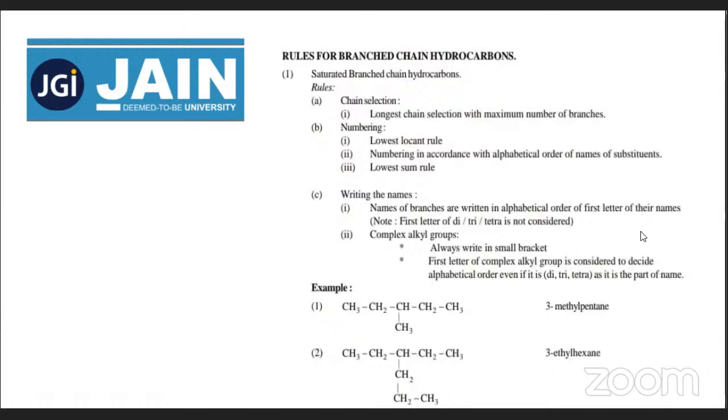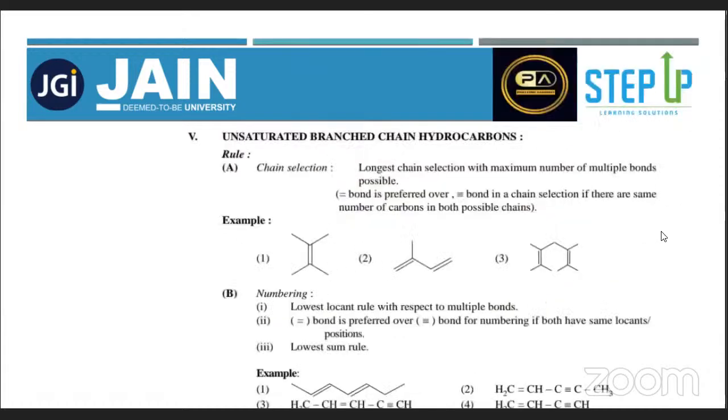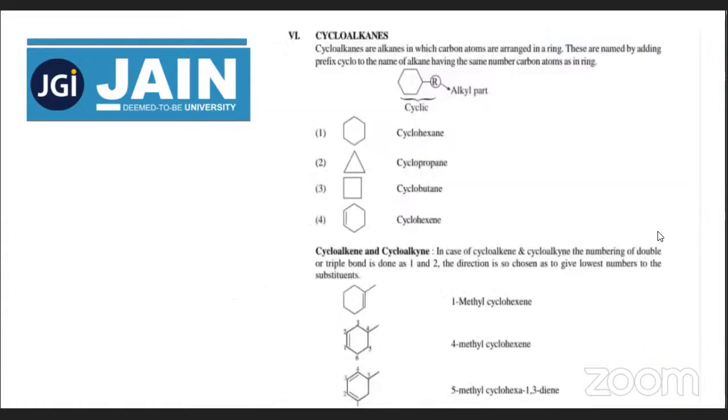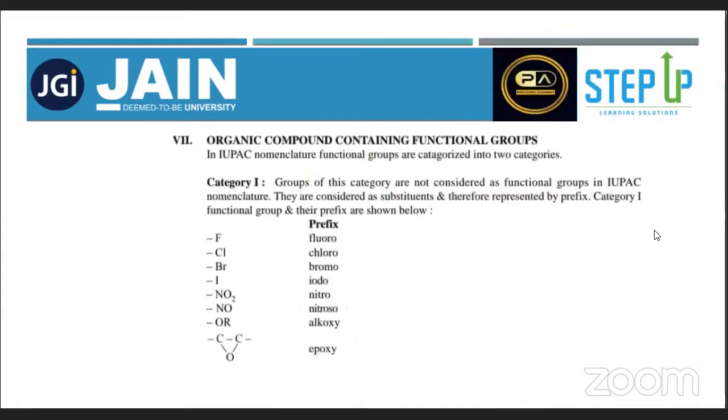So we have rules for branched hydrocarbons, unsaturated branched carbon, and cycloalkanes. Okay, everything we read. Now there are organic compounds which are only used as prefix. These are the functional groups like halo: fluoro, chloro, bromo, iodo. All these are only used as prefix.